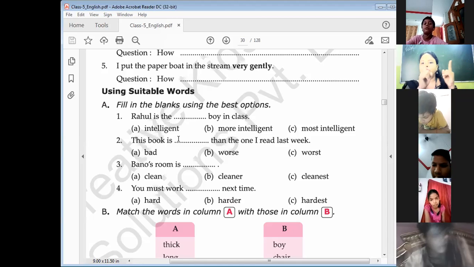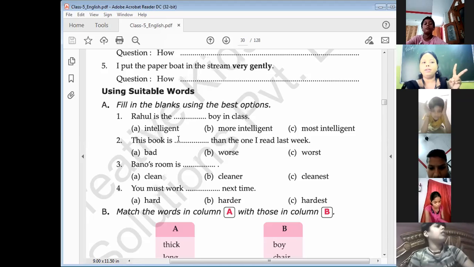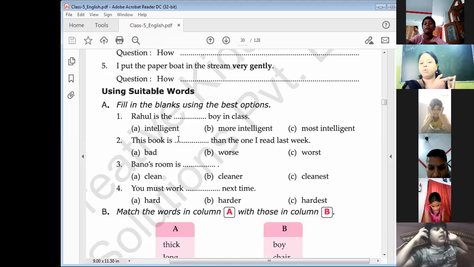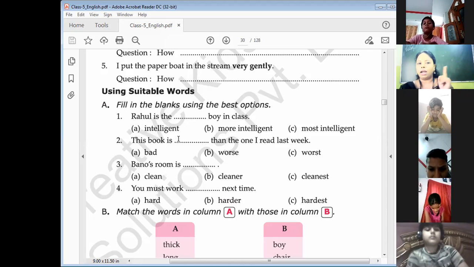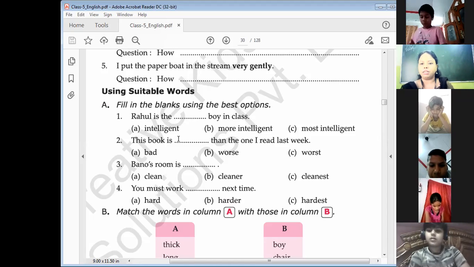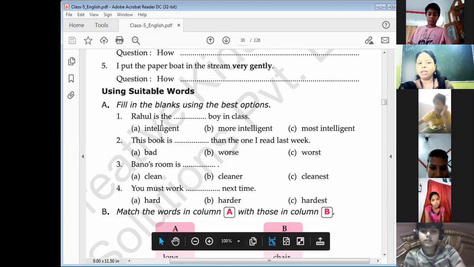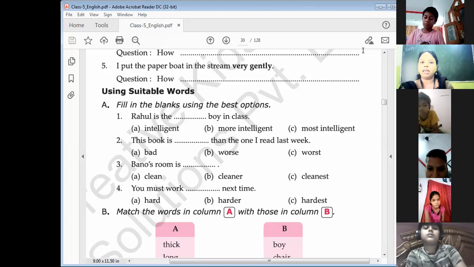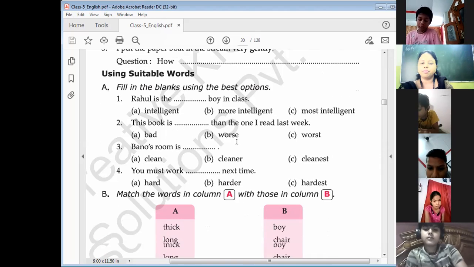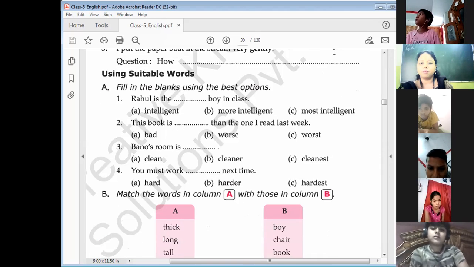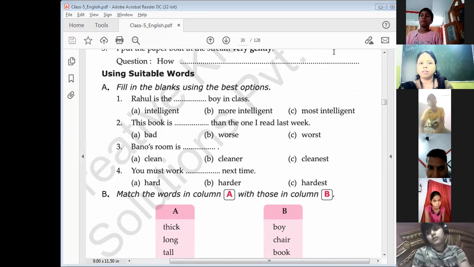When we are comparing between two, Rahul and Mohan, that Rahul is more intelligent than Mohan. And if we are comparing Rahul with all of class, with the whole class, then we have to say most intelligent. Understand? Rahul is most intelligent boy in the class. The right answer will be Rahul is most intelligent boy in the class. So your answer will be most intelligent.